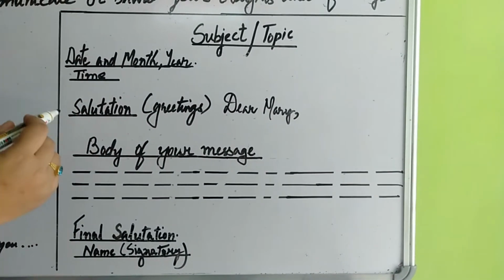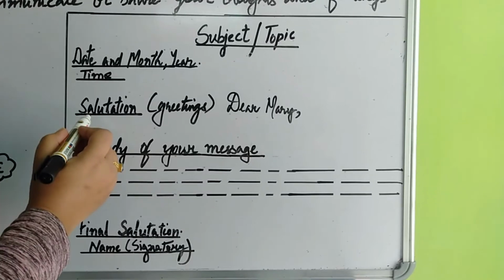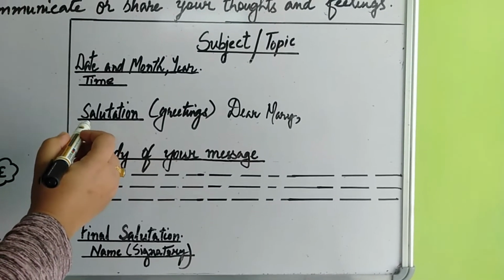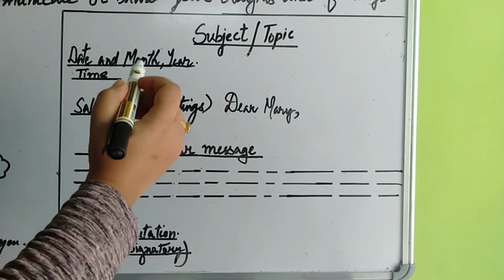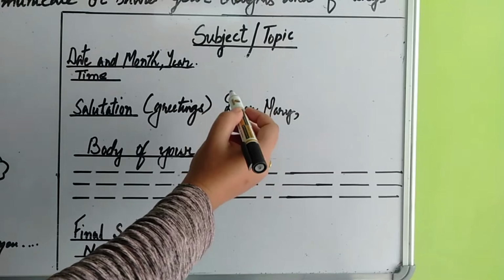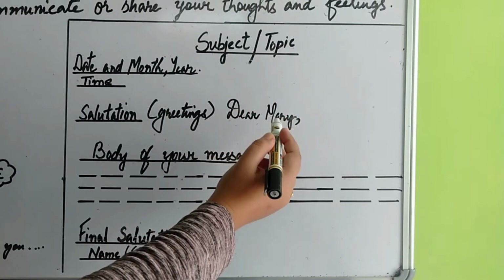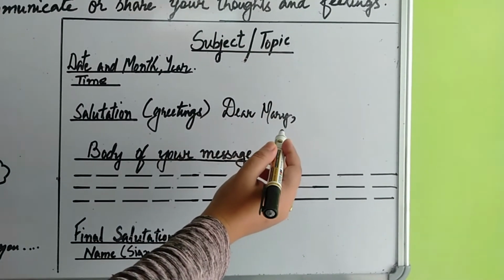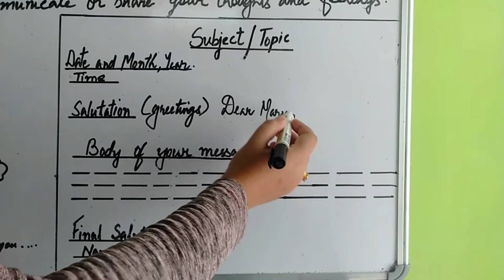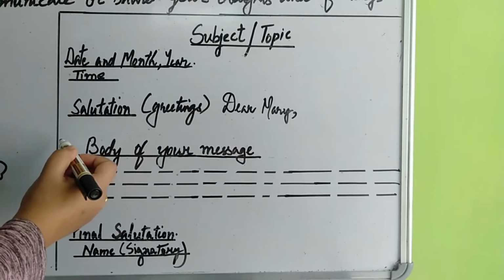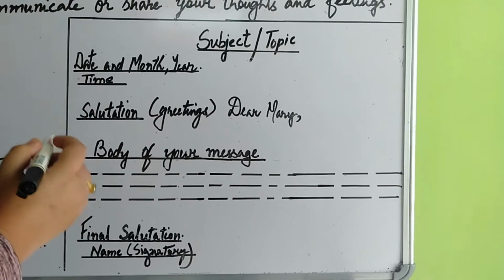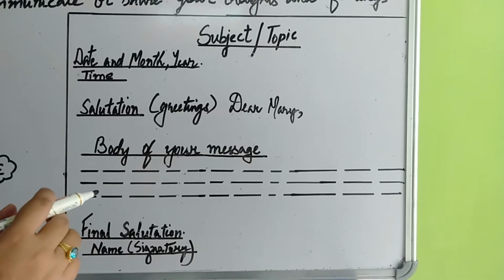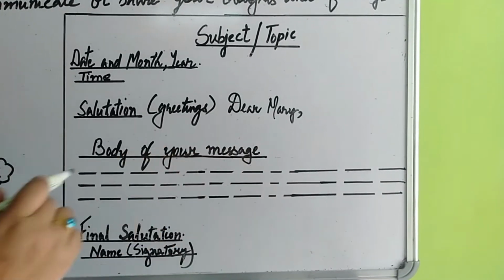Then leave some space and you give salutation or greetings. Write the name of your friend. If you want to use words like dear or dearest, then write the name of the person whom you are writing that particular message for and give a comma. Then leave some space. Then comes your main part, that is the main body of your message.